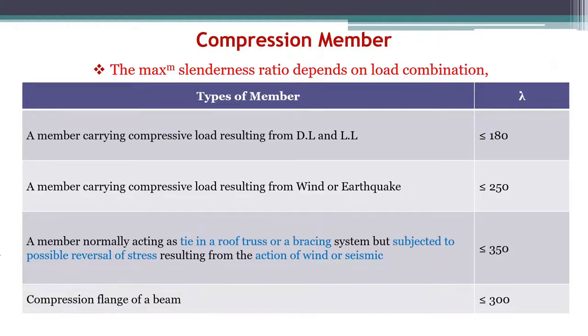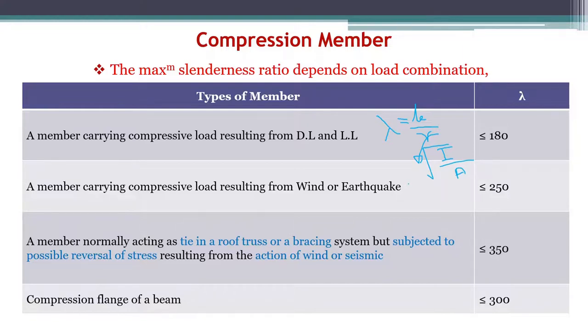A member carrying a compressive load resulting from dead load and a live load, the maximum slenderness ratio allowed is 180. So always you should check the limit of slenderness ratio. Now, as we discussed, the slenderness ratio is the ratio of effective length of column to the corresponding radius of gyration. Now, what is radius of gyration? It is the square root of moment of inertia upon its cross-sectional area.